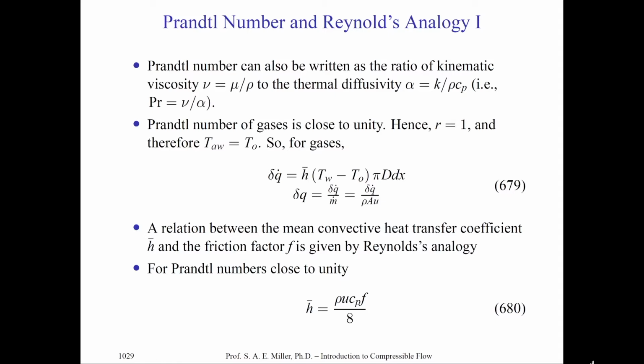This gives us a relation between the mean convective heat transfer coefficient and the frictional factor. And this is what's called Reynolds analogy, which is this relation. Now for Prandtl numbers, especially for turbulent flows, we might assume that they're close to unity, and then we can write h bar as rho u Cf over 8. And then we've closed this problem to find an average heat transfer coefficient with the frictional factor Cf and momentum per unit volume of the flow divided by the factor of 8.